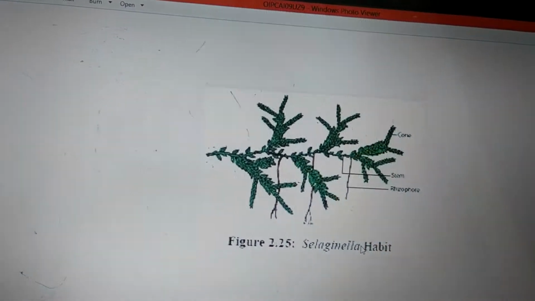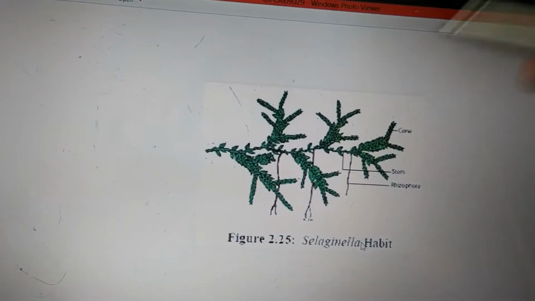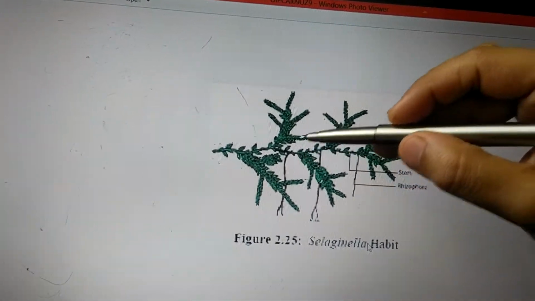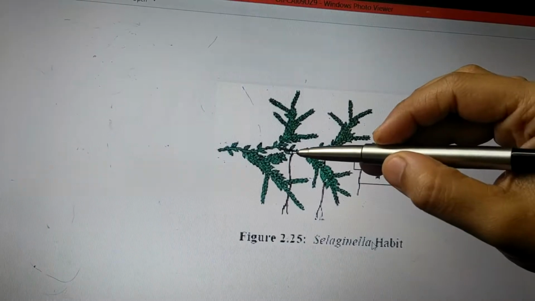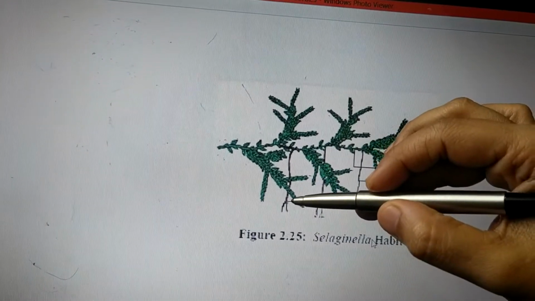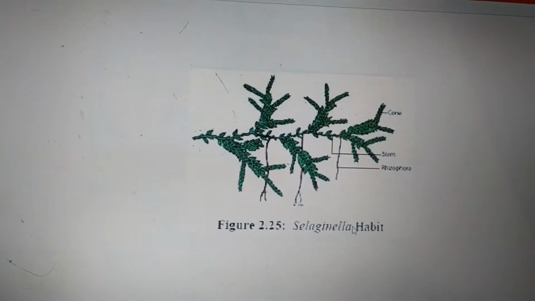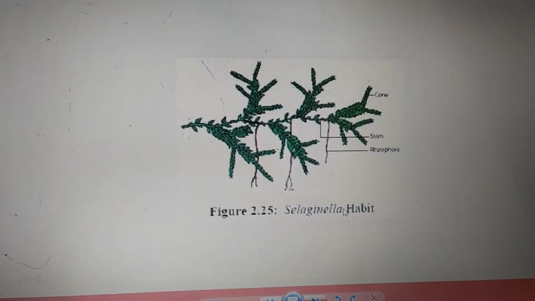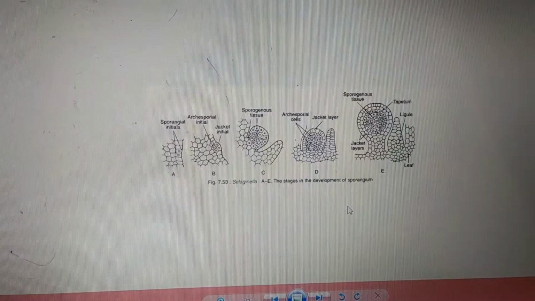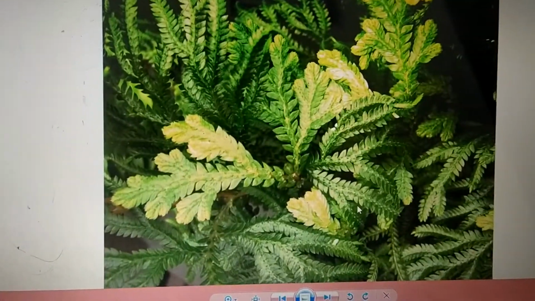These are nothing but cylindrical, leafless, colorless structures which arise at the dichotomy of branching, and their free end leads to the formation of a tuft of roots. This structure is nothing but a rhizophore. Now we will look at the internal structure, how exactly it is going to look.